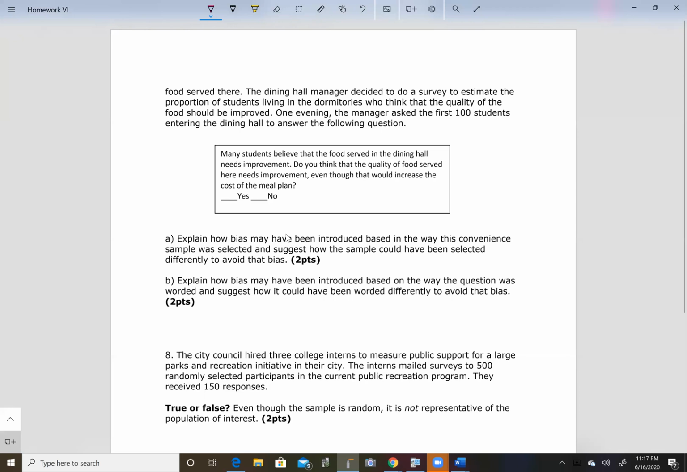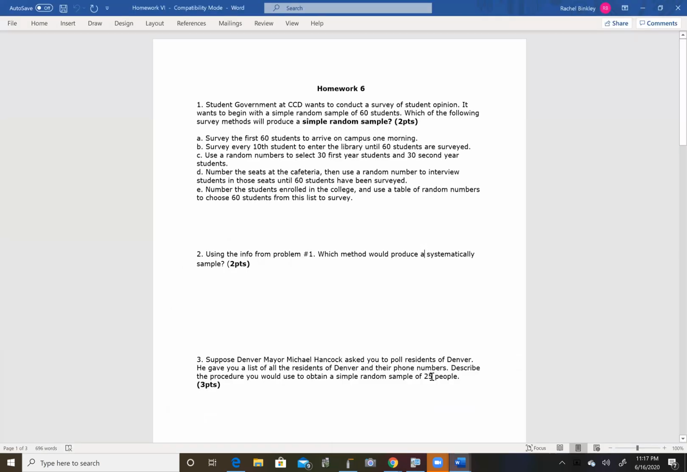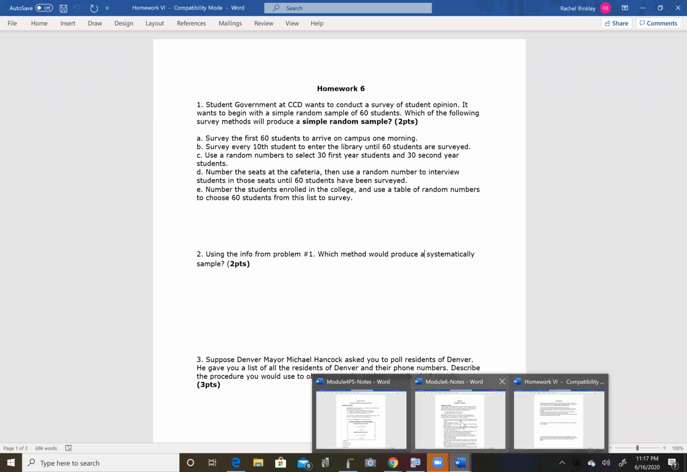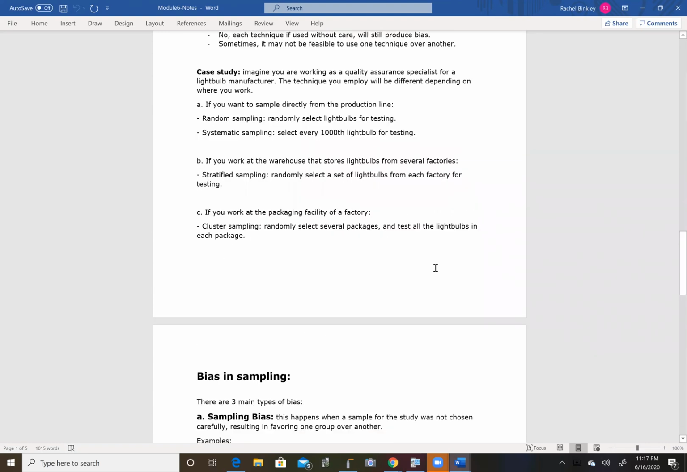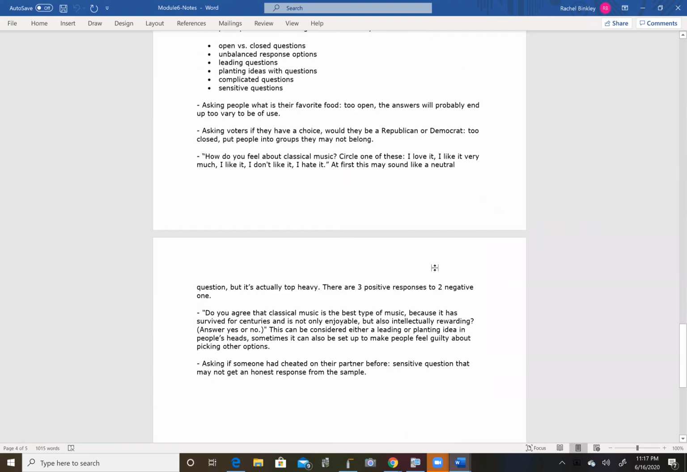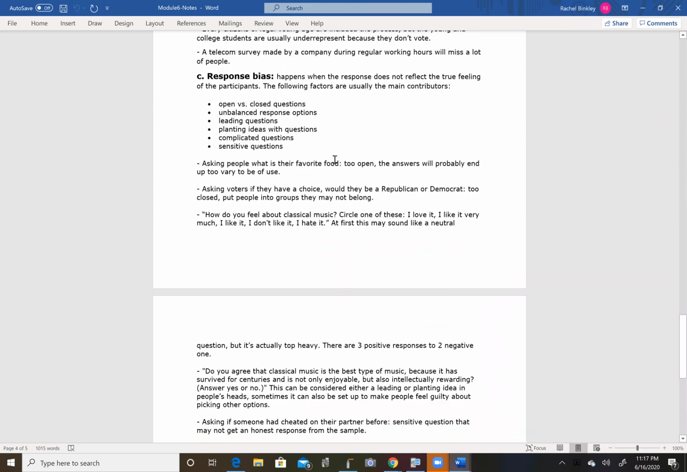Part B says, explain how bias may have been introduced based on the way the question was worded and suggest how it could have been worded differently. I want you to take a moment and go back to the notes so that you know where you can find these things. I think it's at the very end of the notes. It talks about the different ways you can ask questions. C, response bias. So you can have open versus closed questions, unbalanced response questions. You can read through those, you probably did.